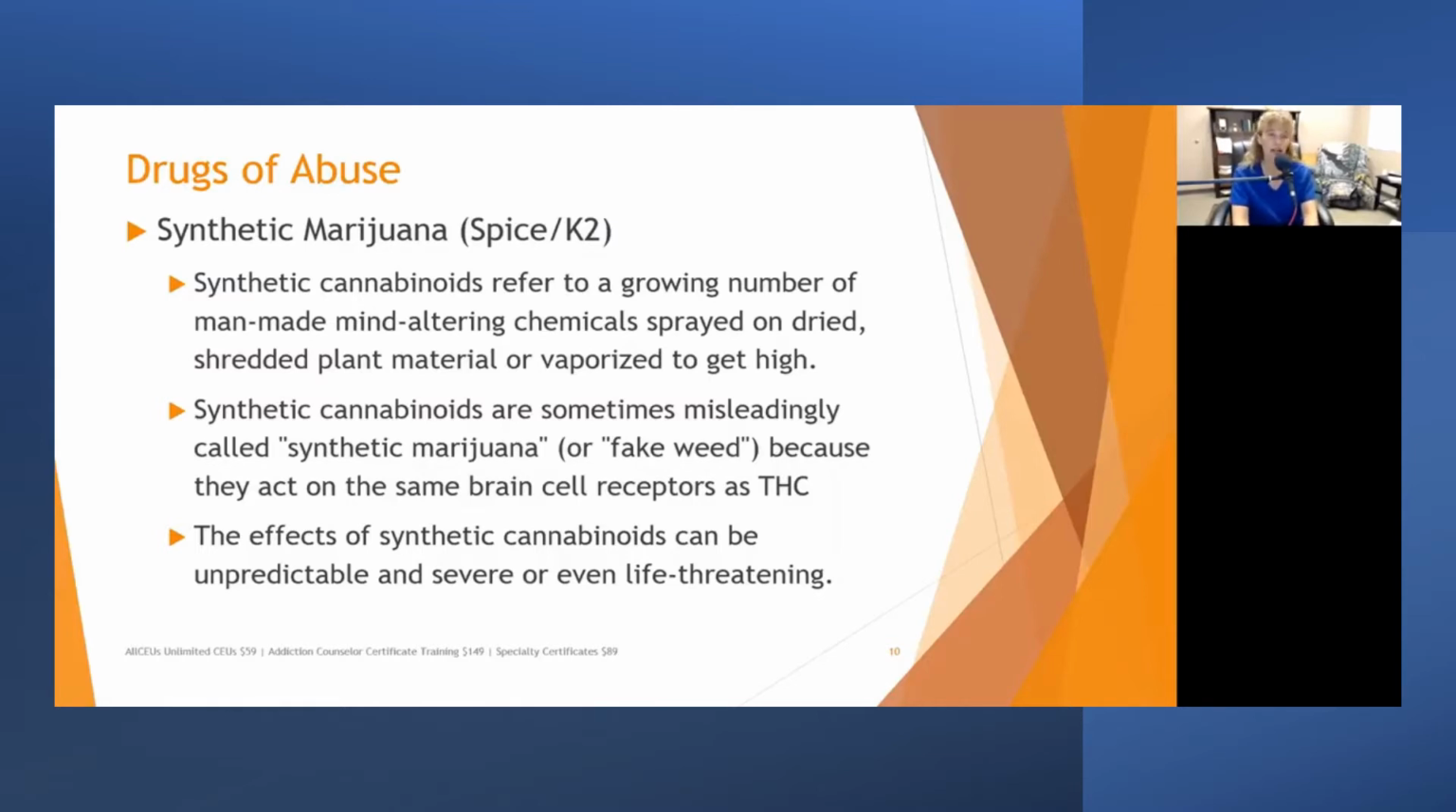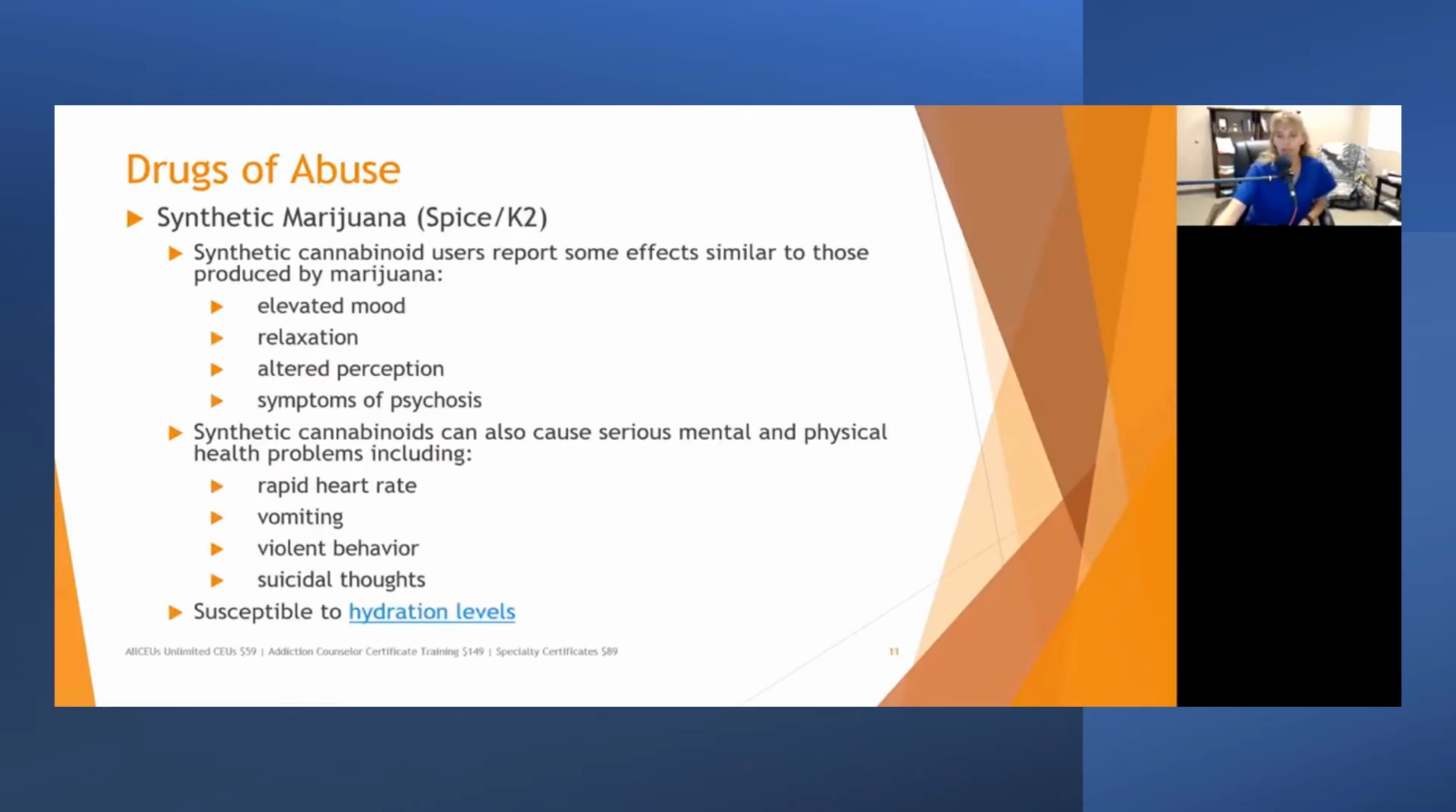There are dozens of case studies of people who used spice or K2 and ended up having a psychotic episode that lasted weeks. They became extremely, uncharacteristically violent when they were in the emergency room. So it can have really odd effects on people. Synthetic cannabinoid users report some effects similar to those produced by marijuana, including elevated mood, relaxation, altered perception, and symptoms of psychosis in bad cases.